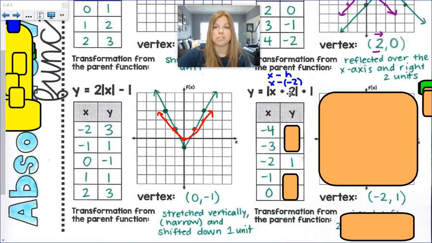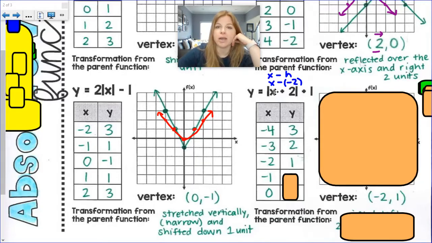Negative 4 plus 2 is negative 2. Absolute value of negative 2 is 2. Plus 1 is 3. Let's plug in a negative 3. Negative 3 plus 2 is negative 1. Absolute value of negative 1 is 1. Plus 1 is 2.